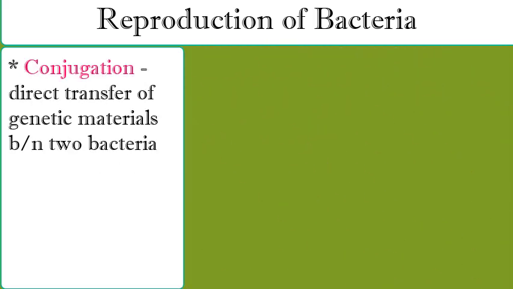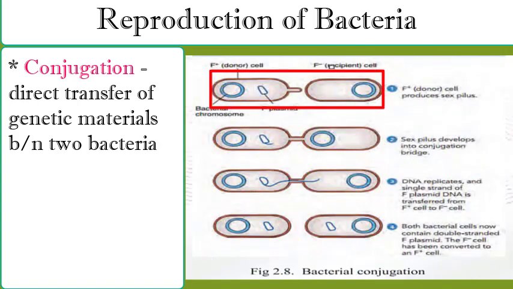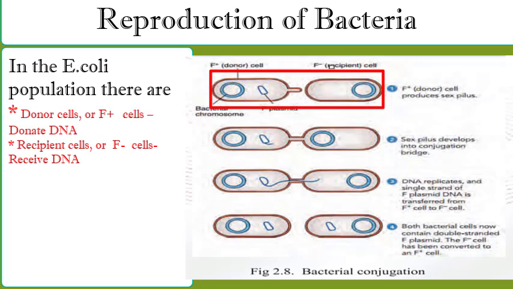In case of conjugation, there is a direct transfer of DNA between two bacterial cells that are temporarily joined. That means two cells of different mating types come together and genetic material is transferred from one to the other. Conjugation has been most extensively studied in the bacterium called Escherichia coli, or E. coli. In the E. coli population, there are donor cells, or F plus cells, which donate DNA, and recipient cells, or F minus cells, that receive DNA from the donor bacterium.